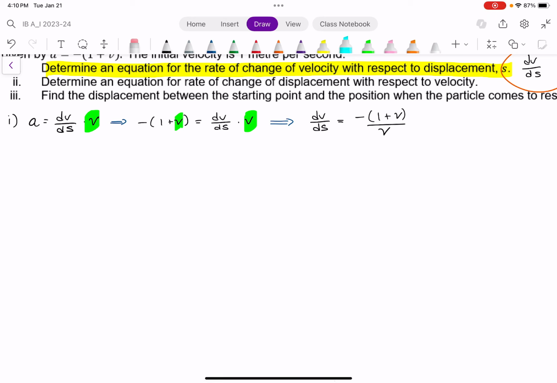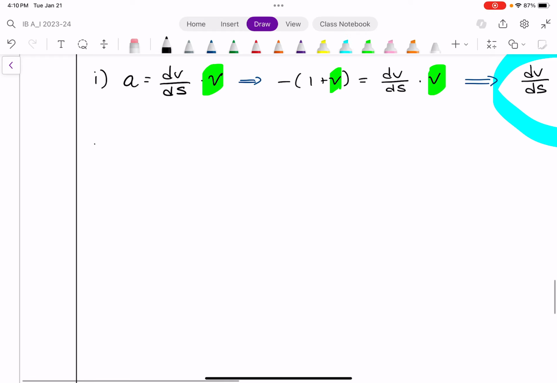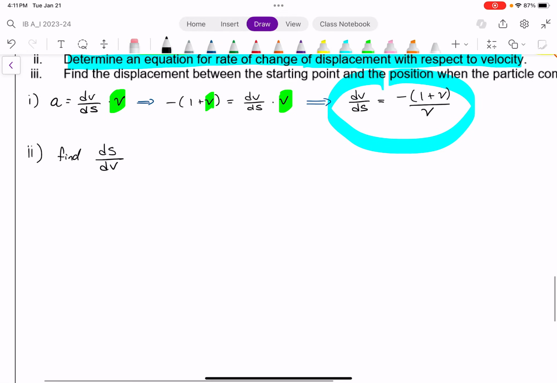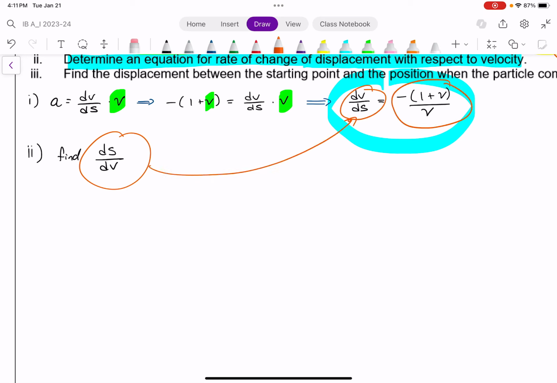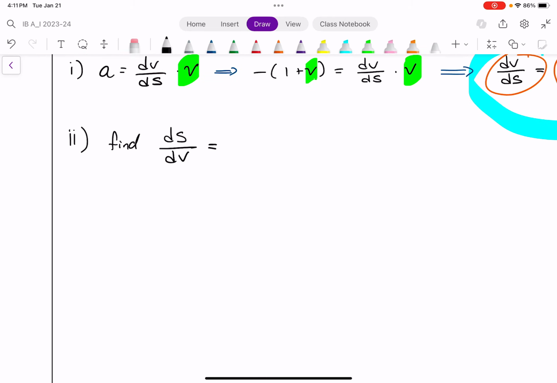The second part is, what's the rate of change, which means the derivative of displacement with respect to velocity? That's the other way around. It's not dv/ds, it's ds/dv. So how do we figure that out? I want to find the rate of change of displacement with respect to velocity. Well, it's quite nice. This here is the reciprocal of this, which means my answer will be the reciprocal of that. I like reciprocals. And so that means this will be just negative v over 1 plus v in my denominator.